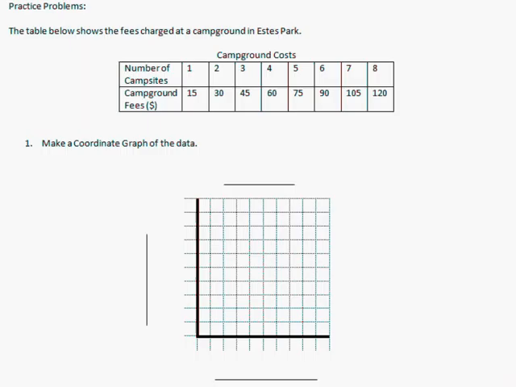Practice problems. The table below shows the fees charged at a campground in Estes Park. So you have the title, which is the campground costs, number of campsites all the way up through 8, campground fees. Now, we're going to make a coordinate graph of the data. First thing up is the title. So campground fees, taken from the title of the table.